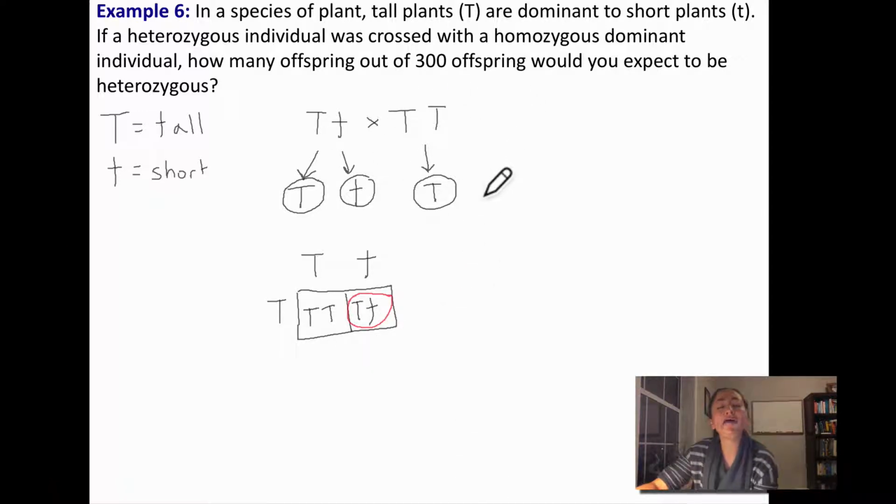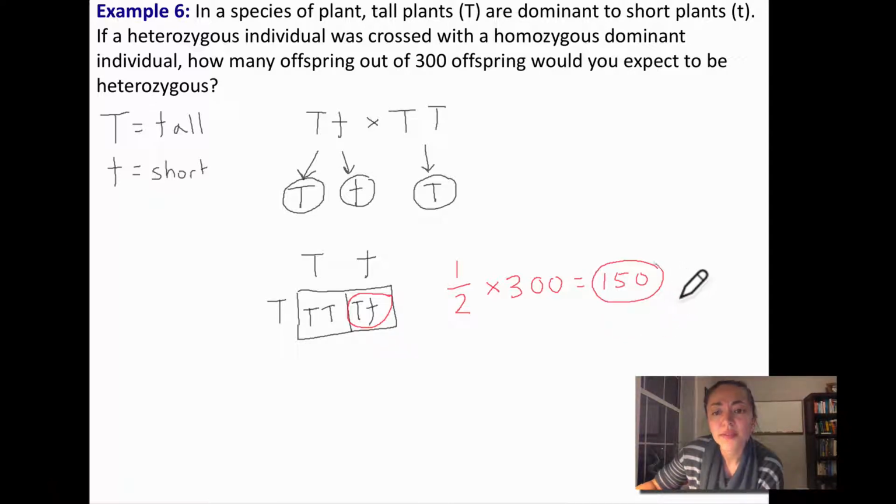So in order to figure out how many out of 300, it's really easy. We know that 1 out of 2, or half of them, would be heterozygous. In order to figure out how many out of 300, you just do 1/2 times 300, and that would equal 150. And what that tells you is if a heterozygous and homozygous dominant individual mated with each other, and they had 300 offspring, we would expect that 150 out of 300 of those offspring would be heterozygous. That would be their genotype.